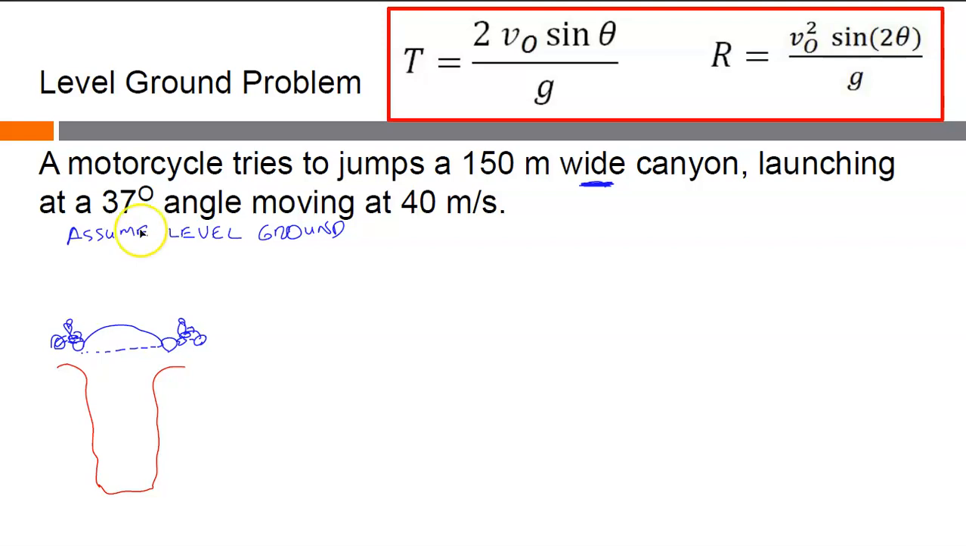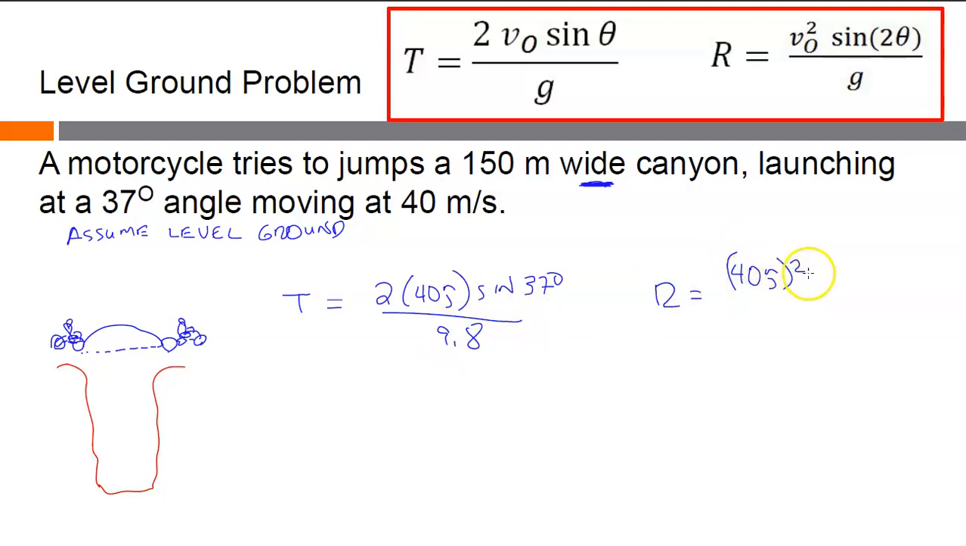And I could do the same thing here. I could come in and say the time is 2 times 40 meters per second times the sine of 37 degrees, divided by 9.8, and I could say the range is 40 meters per second, that gets squared, times the sine of 2 times 37.